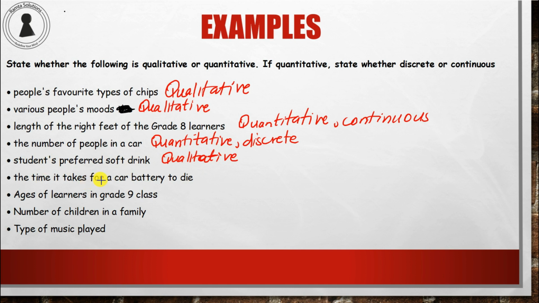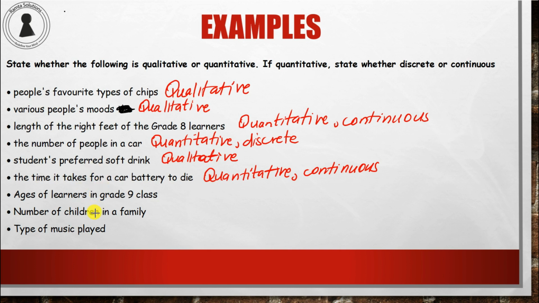The time it takes for a car battery to die. Do you count the time it takes? You measure it. Now, since you measure it, that means it must be quantitative, right? It must be quantitative and continuous because you measure it.